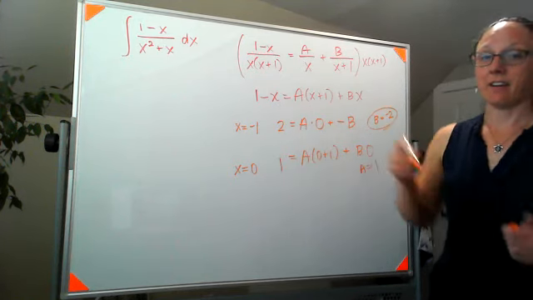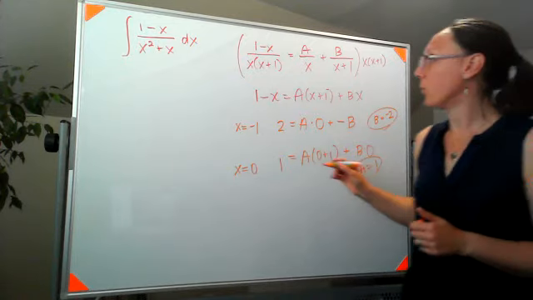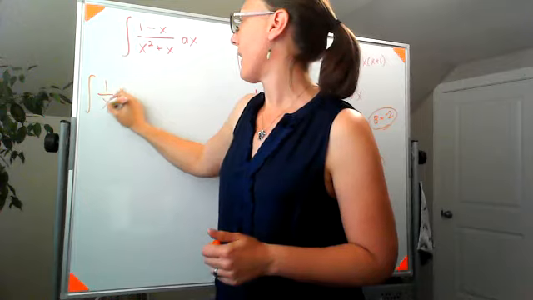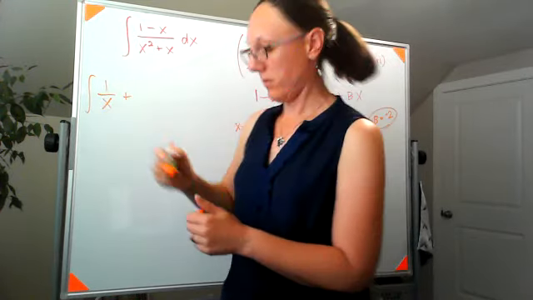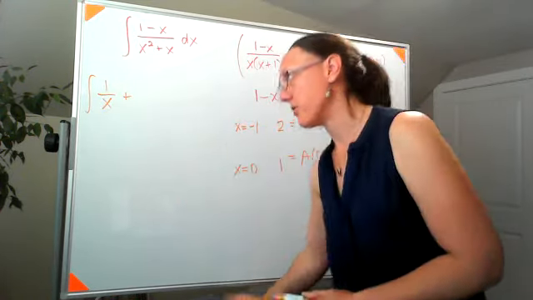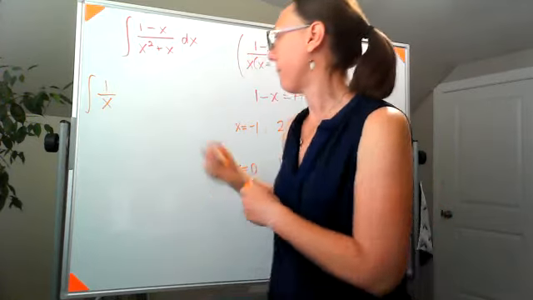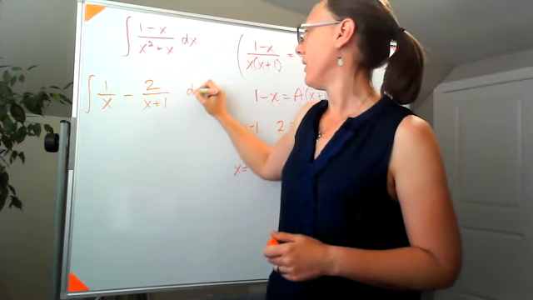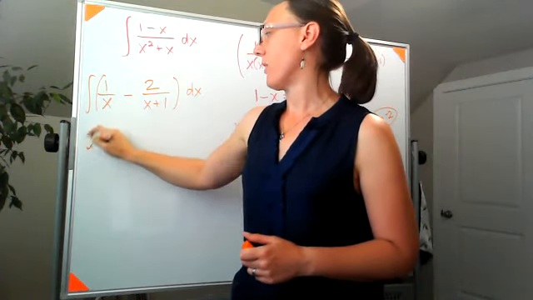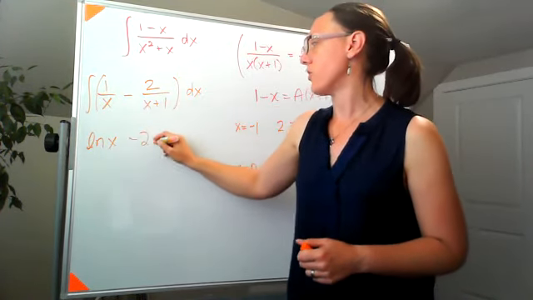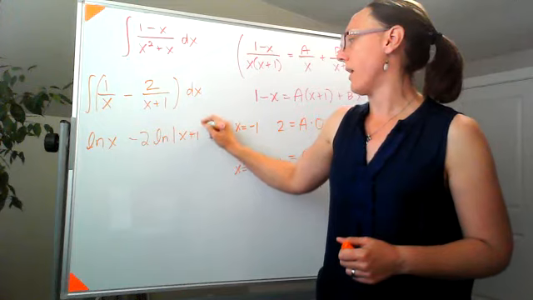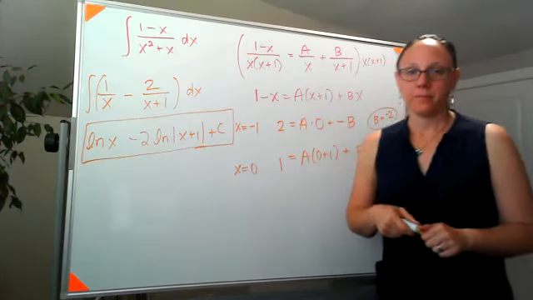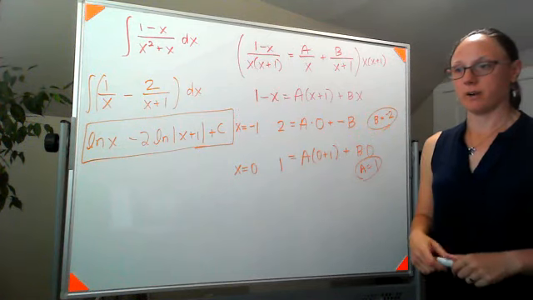So that means instead of the original integral, we are going to integrate 1 over x, or let me make that a minus since it was a -2, minus 2 over x plus 1 dx. So I'm looking at natural log of x minus 2 natural log of x plus 1 plus a constant. Little quick partial fractions there.